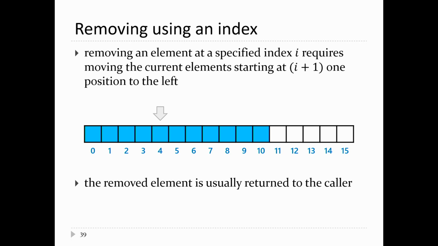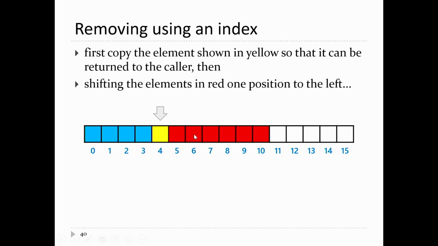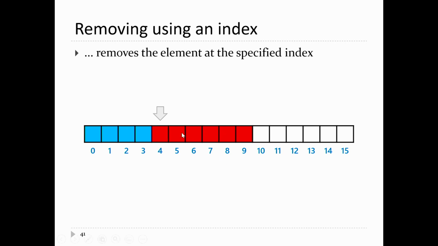If you want to remove an index from a list, well, this also involves shifting elements around in the list. So if I want to remove the element at index 4, then number one, normally the way remove works is you return the element that's removed. So I have to remember what element is there now. Then I have to take all the elements after index 4, the ones in red, and move them over one position to the left. And so that effectively overwrites or removes the element that was at index 4. And the element at index 10, we have to get rid of somehow.